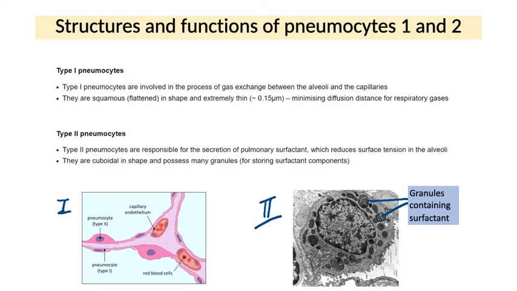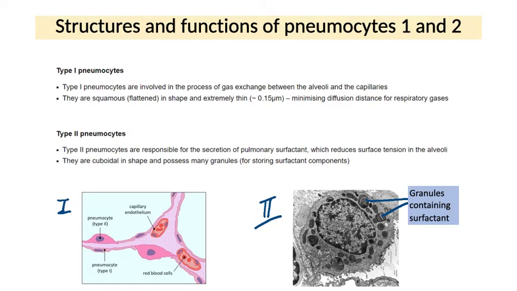So that's why the shape of pneumocyte type 1 is so flat, because its function is to support the process of gas exchange between the alveoli and the capillaries. And by having a flattened shape, it will minimize the distance for the diffusion of the gases between the alveoli and the blood capillaries. And the next one is type 2 pneumocyte.